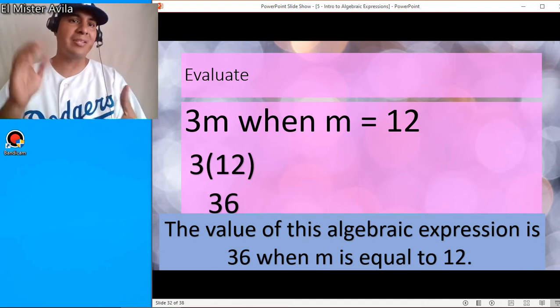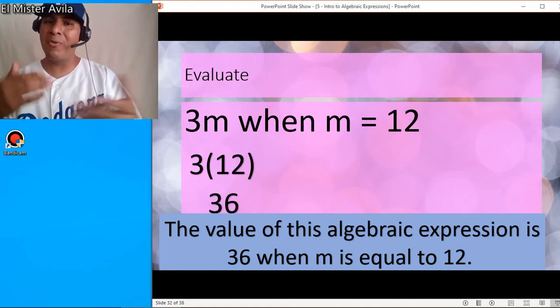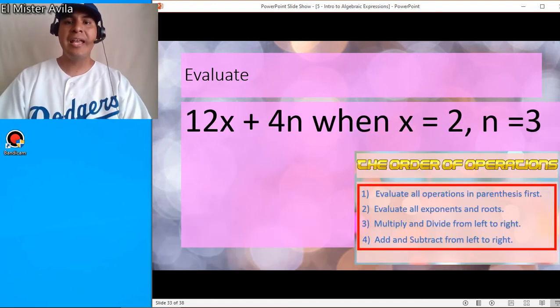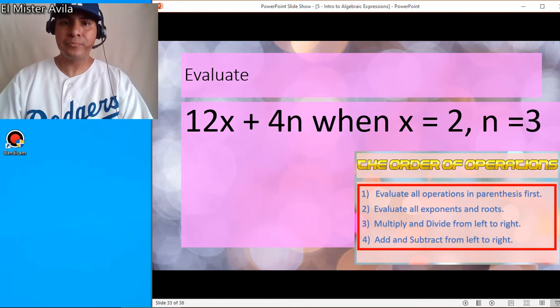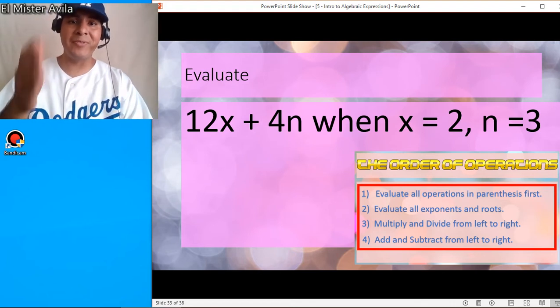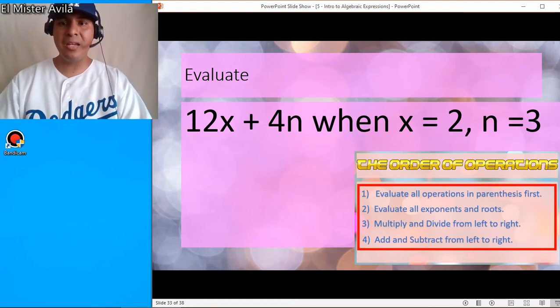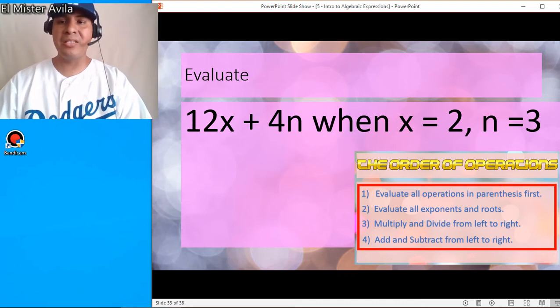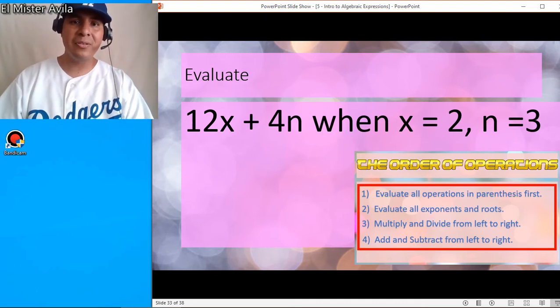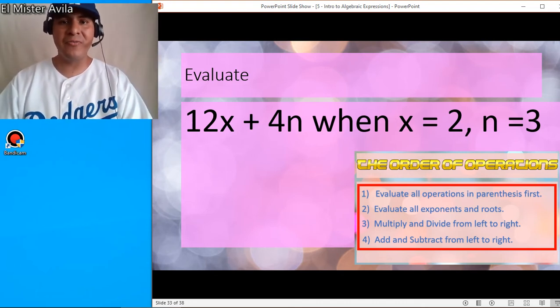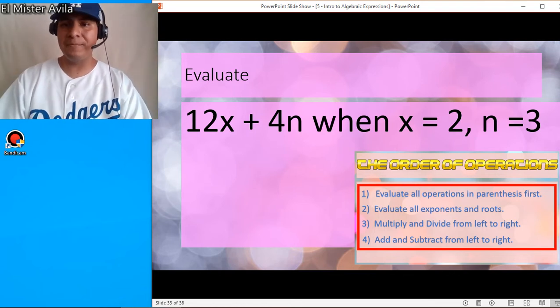And that's all we're practicing. I'm giving you the value of the unknown number. You put it into the expression, and then you find its value. Evaluate 12 times x plus 4 times n when x is equal to 2 and n is equal to 3. You should try this out. Write it down, see if you get it right. Pause the video for a little bit, and then I'll show you how it's done.